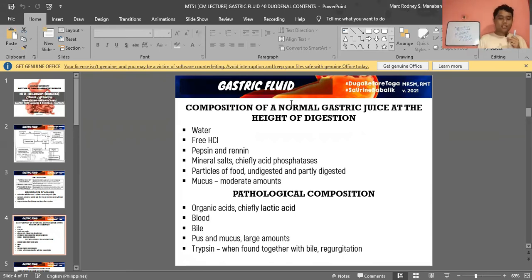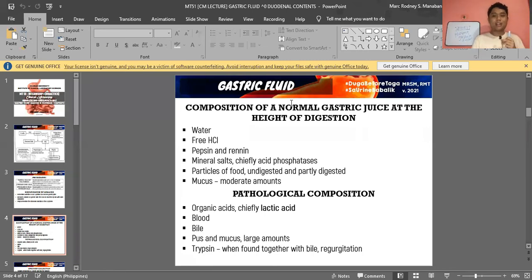Now, the pathological composition of gastric fluid: you have organic acids such as lactic acid. We will discuss that later when we go to lactic acid. Blood, of course. Bile, all right? Remember that bile is in the small intestine, so it reaches the stomach through regurgitation, for example in bile duct obstruction. Pus and mucus in large amounts, possibly due to irritation or inflammation, and you have trypsin when found together with bile, regurgitation.